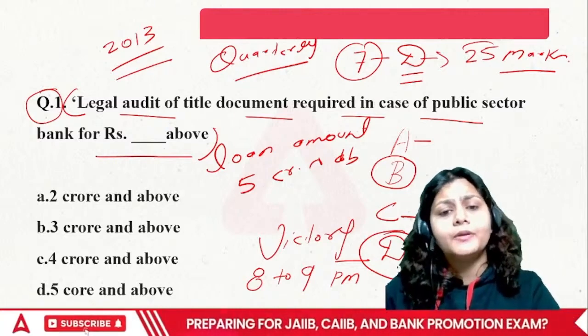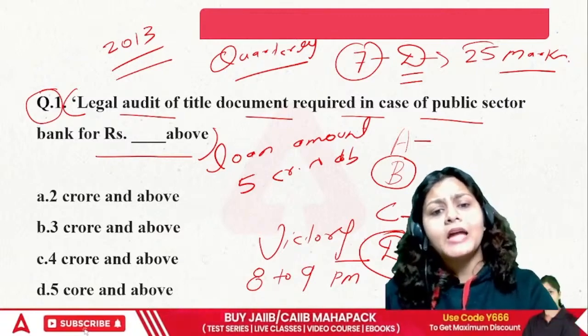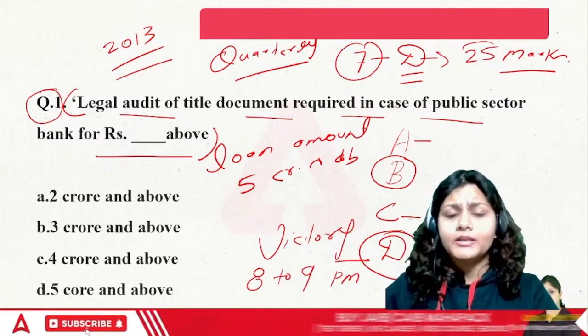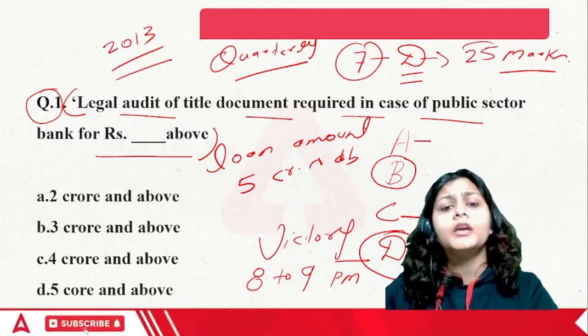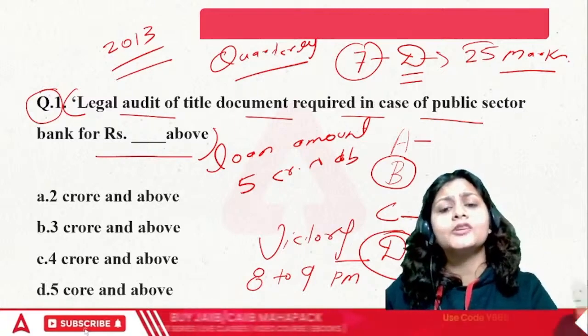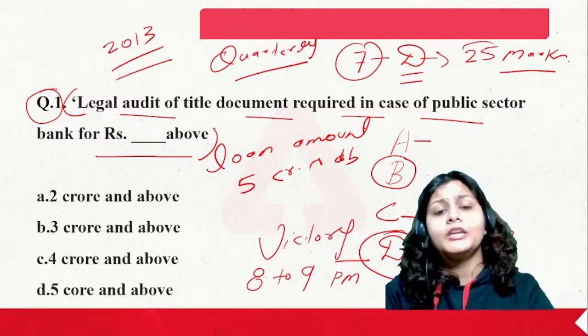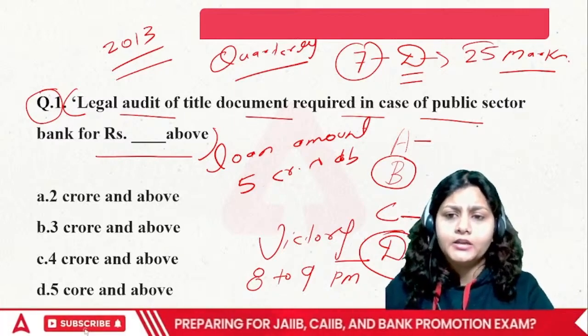So that audit will be conducted on a quarterly basis, right? And apart from that, the RBI has asked banks to do the re-verification of all the title deeds in case of loans which are 5 crore and above. So they have to do the re-verification of all the title deeds, right?